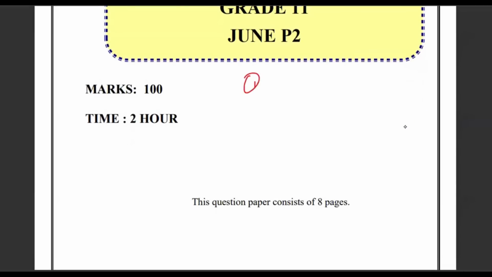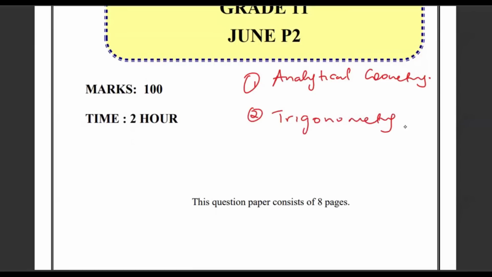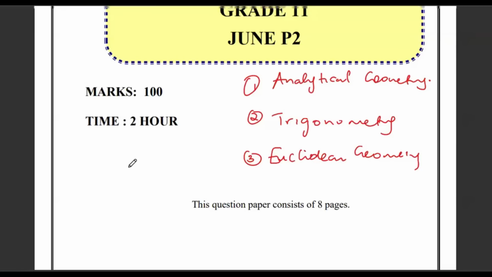Number 1, we have what we call the analytical geometry. And then number 2, we have what we call the trigonometry. And then lastly, we have what we call the Euclidean geometry. So it's just these 3 topics that will be tested based on the coverage that you guys have had. Now I want us to go step by step through some of the questions that we've selected out, and let's guide you on how questions could be answered or approached.